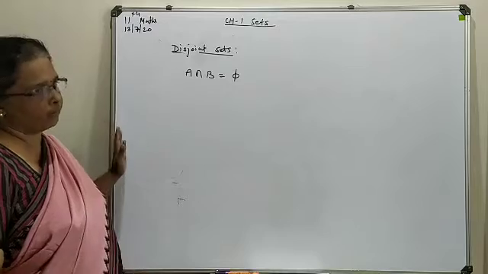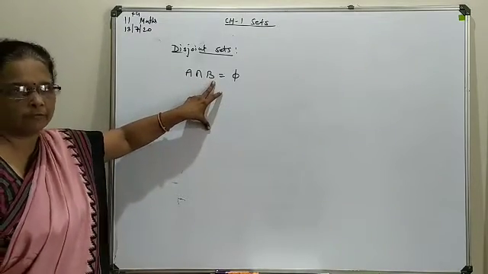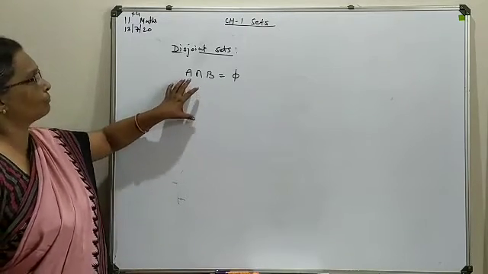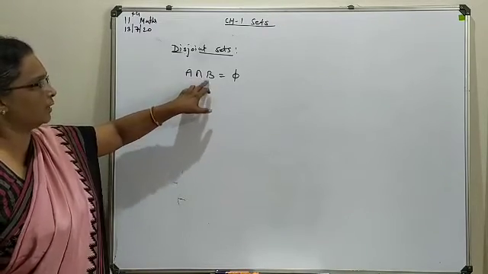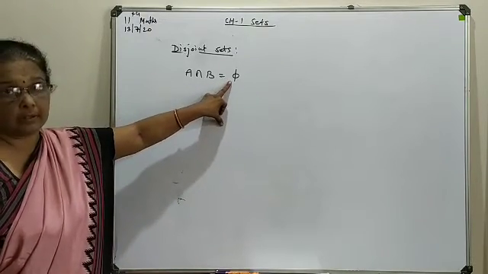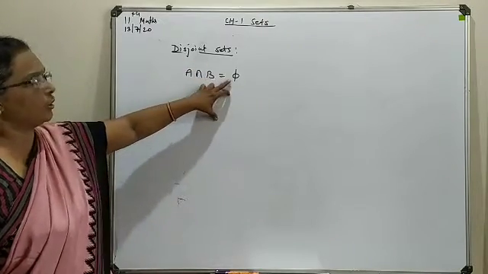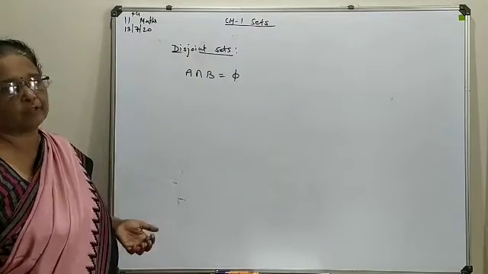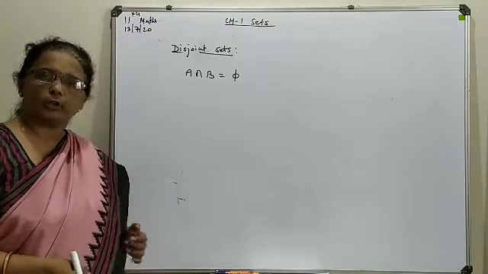So in your question, what will be available? Regarding A and B, some information will be available in either roster form or set-builder form. So you list out all the elements and intersect them. If the intersection gives one or more elements, then these sets are not disjoint. If the intersection is a null set, then the sets are disjoint. So we have to check whether the given pair of sets is disjoint or not.